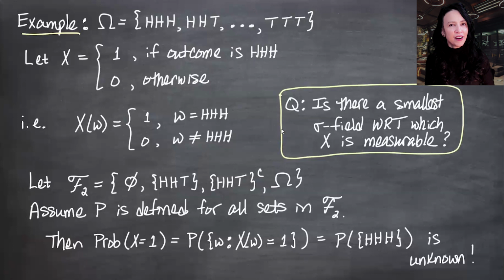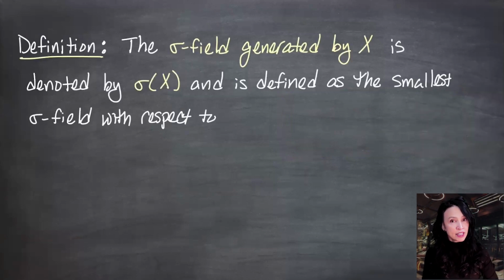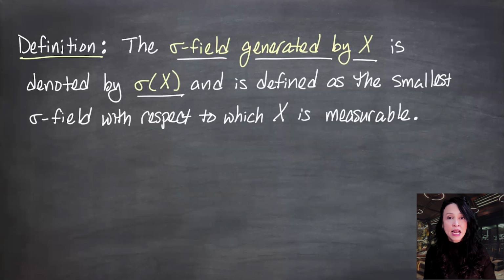There is, and we're going to call it the sigma field generated by X. We're going to denote it with sigma of X, and this is defined as the smallest sigma field with respect to which X is measurable. As we've seen before with other smallest sigma field statements, we can produce this sigma field by intersecting all possible sigma fields with respect to which X is measurable, because the intersection of sigma fields is always a sigma field.